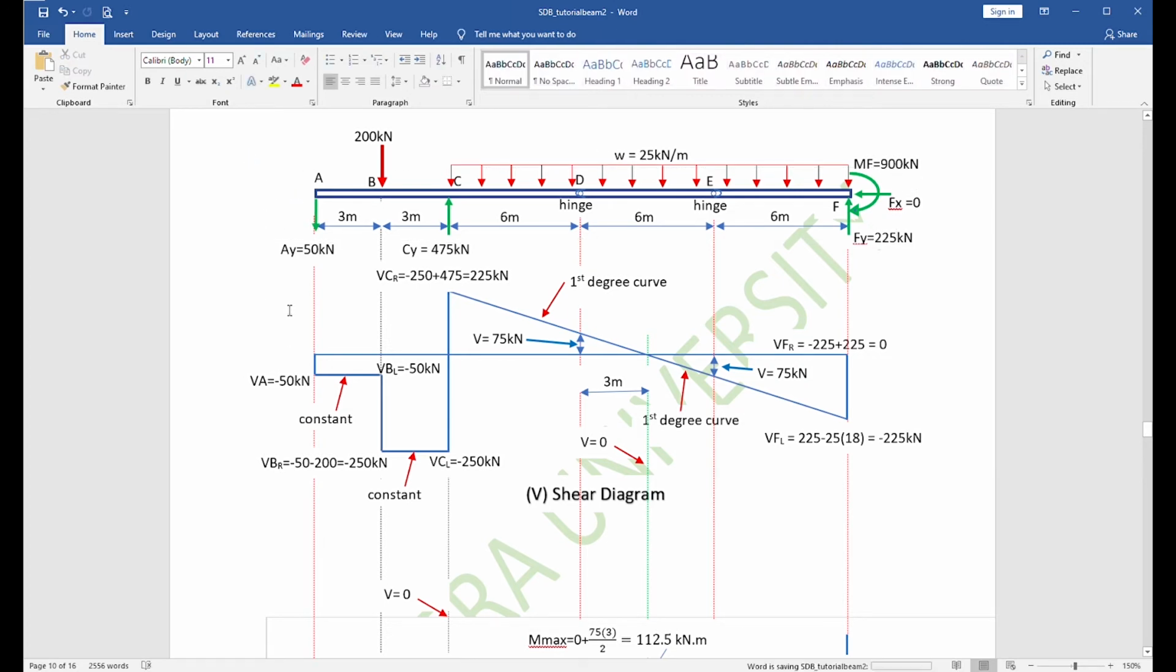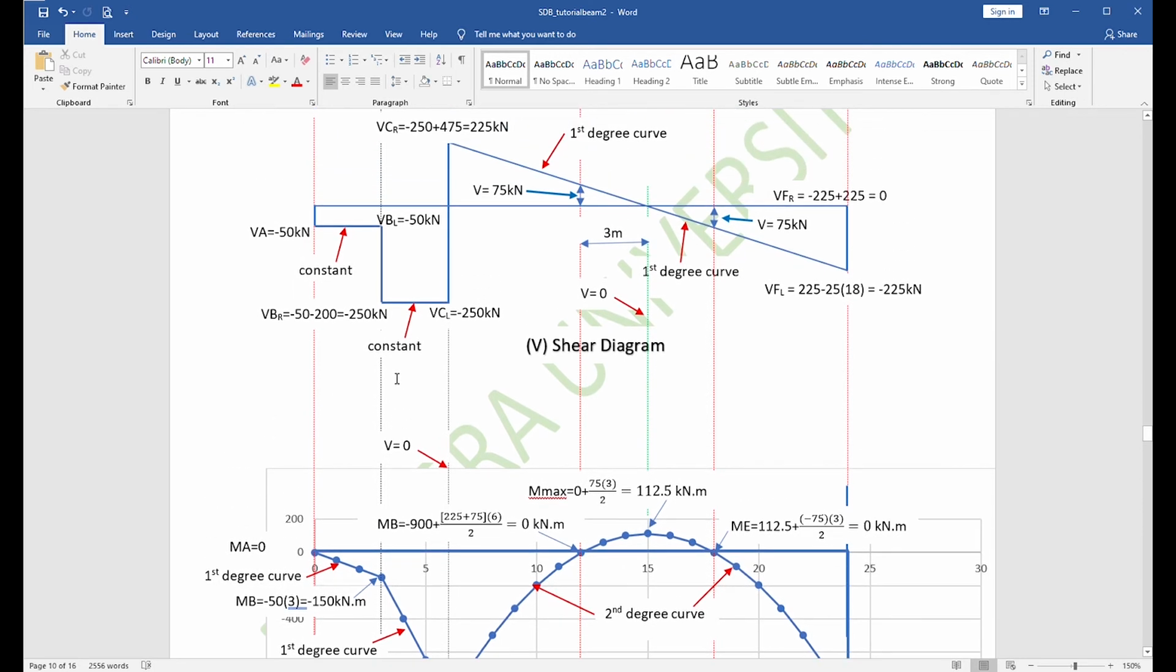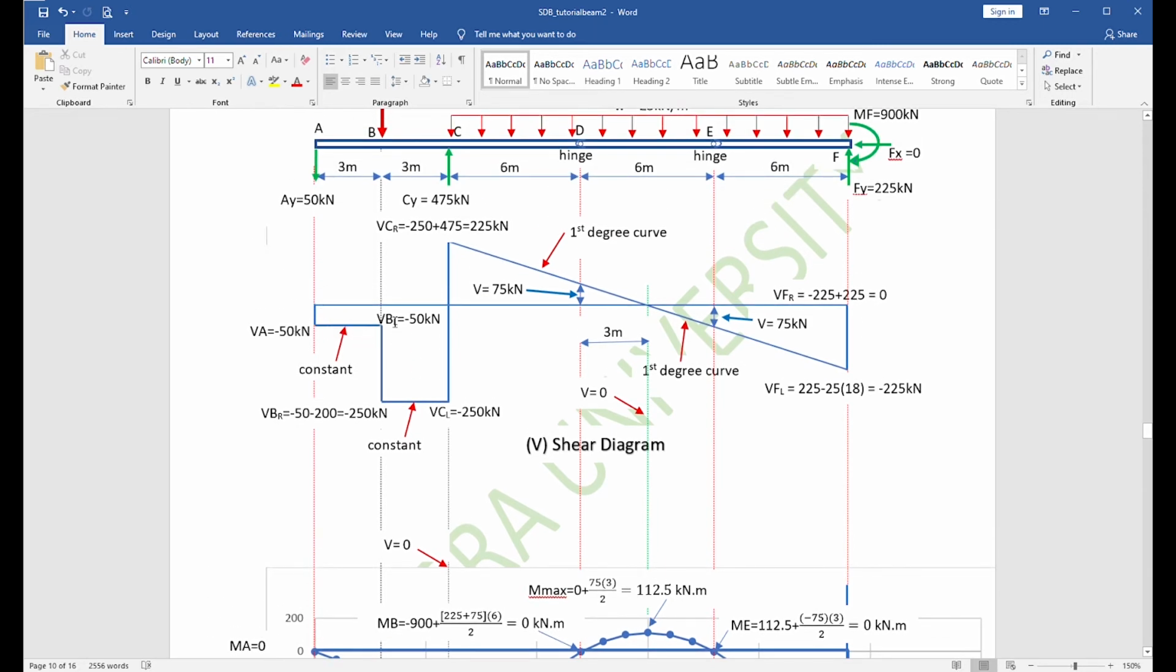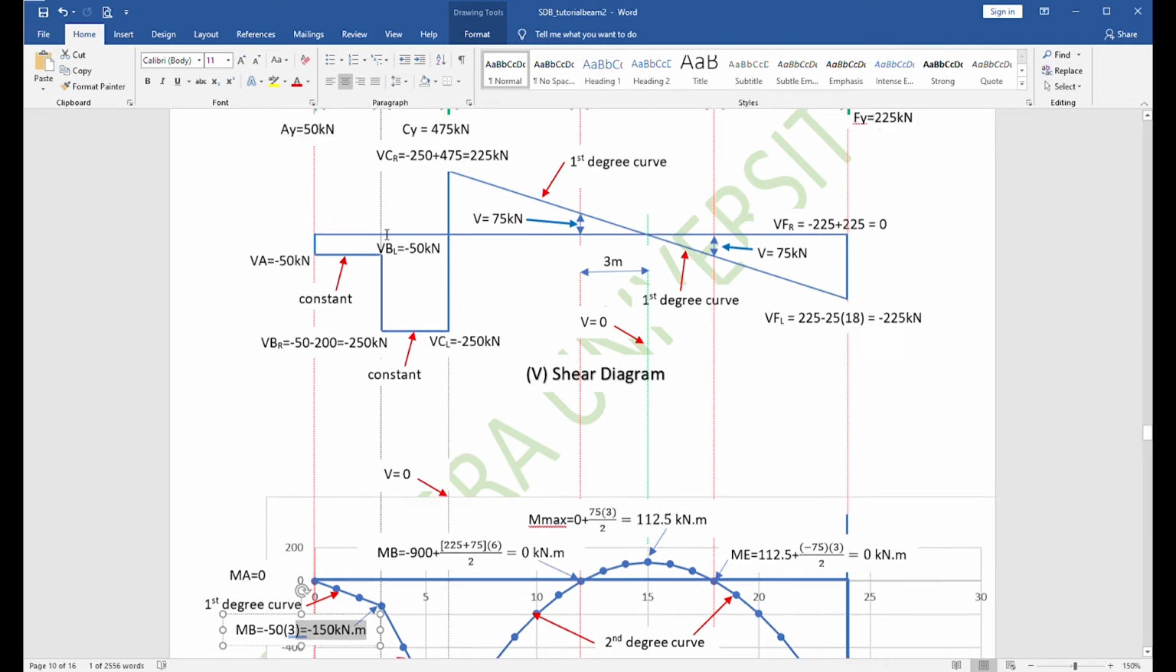Okay, so, we continue. How about the ordinate of the moment diagram at point B? Paano naman natin makukuha yan? So that is just equal to the area of the shear diagram between A and B. Since this is a negative shear, kailangan natin i-consider yung side negative. So makukuha nating ordinate is negative 150 kN meter.